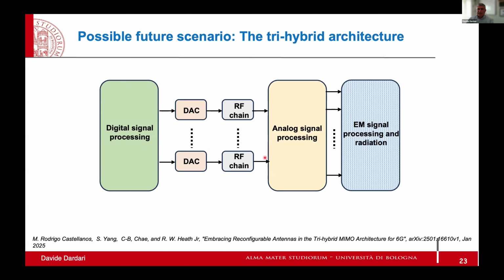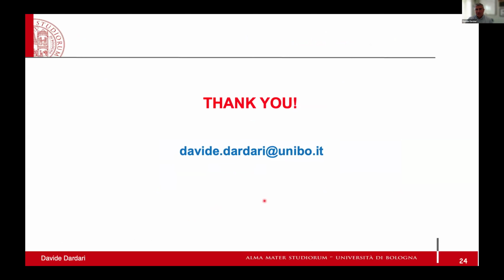Obviously, this kind of structures, both SIM and also DSA, cannot solve all the problems. So it is very likely that in the future, what we will assist to is a combination of digital signal processing, analog signal processing, and electromagnetic signal processing. And the big question would be, well, what is the best trade-off? So for a given processing function, what is the best splitting of the processing between the digital, analog and electromagnetic domain. So this is what is called a tri-hybrid architecture that has been proposed by the group of Robert Heath. Well, so that concludes my talk. So thank you for attending, and open to questions.